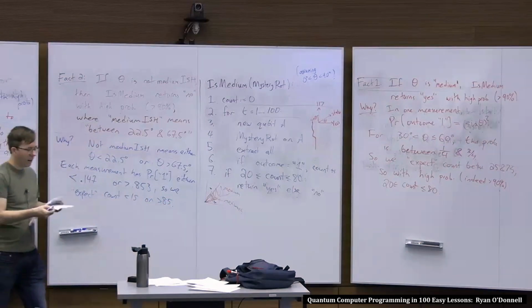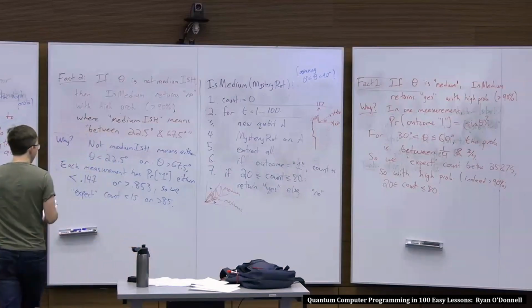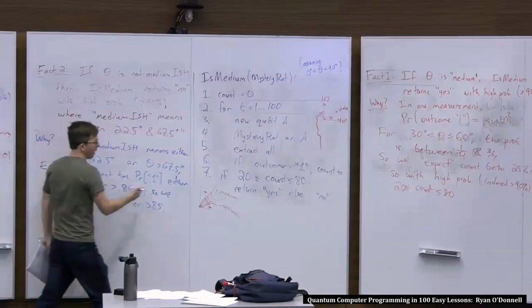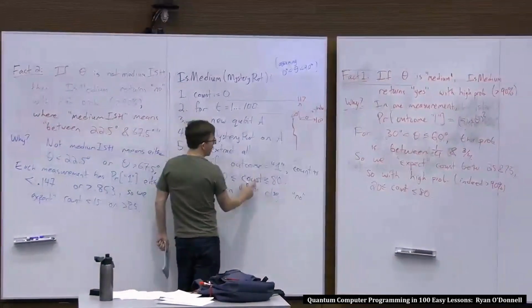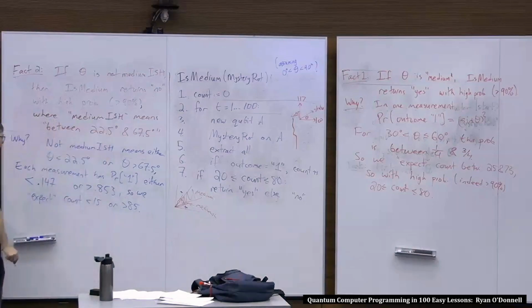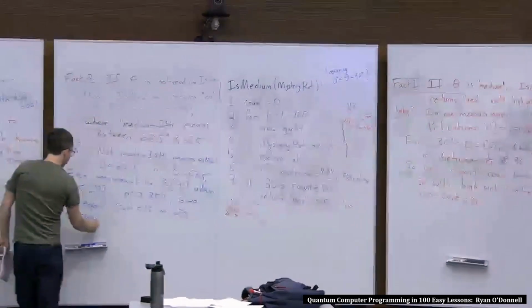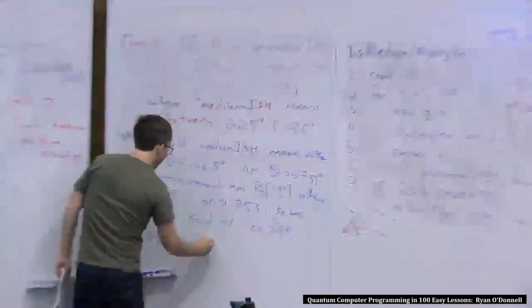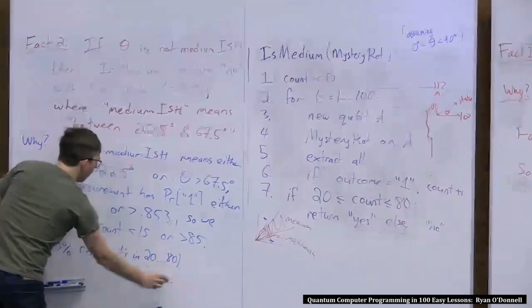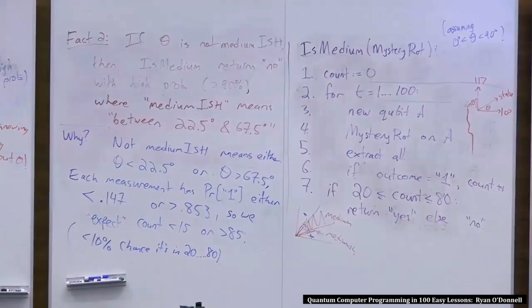And again, if you crunch the numbers a little bit, you can show that if one of these two things is the case, then the chance that you'll actually, funnily enough, see that count is between 20 and 80 is less than 10%. Less than 10% chance it's in 20 to 80. Okay, so a little bit of number crunching and you get this.